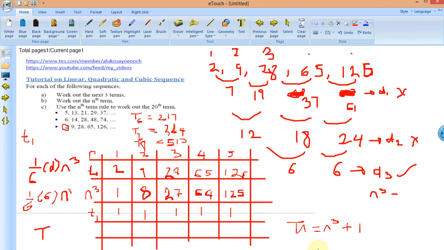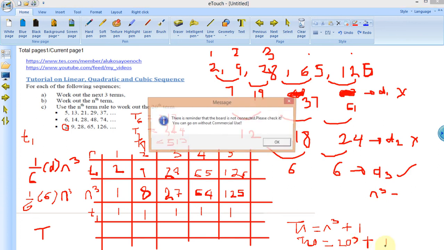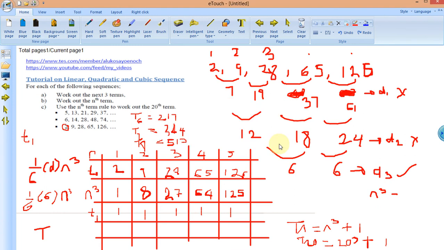So then T20. Let me just do T20 here. That's the 20th term. So when n is 20, that will be 20 raised to the power of 3 plus 1. 20 raised to the power of 3 is 8,000. Plus 1 is 8,001. Guys, with this, we've come to the end of this tutorial.